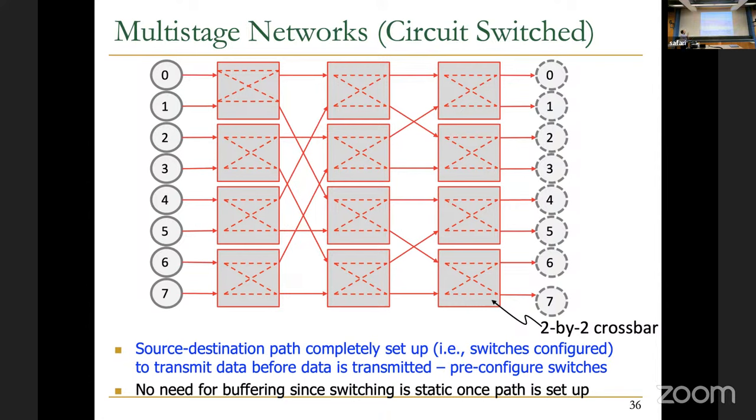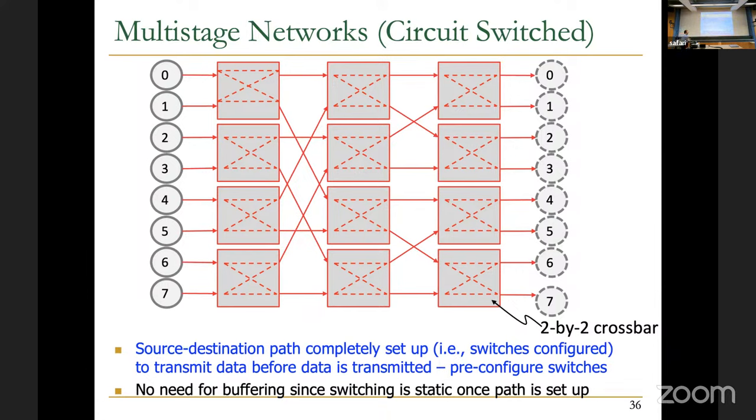Once node 0 wants to connect to node 6, for example, we need to pre-configure all the switches that we have in the path, such that node 0 can communicate to node 6. That's essentially circuit switching. We call these switching methods: circuit switching or packet switching.